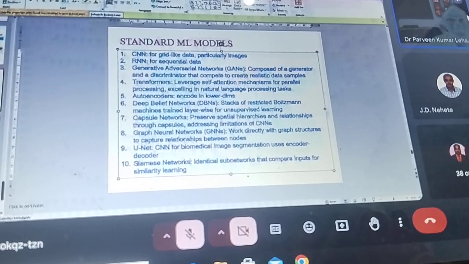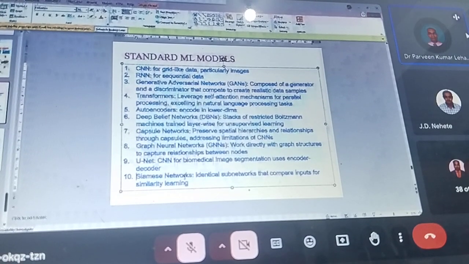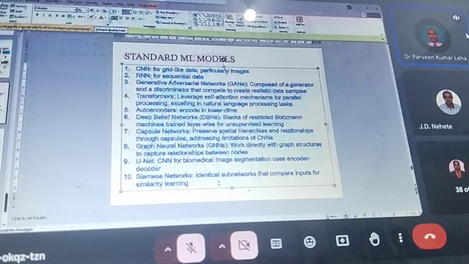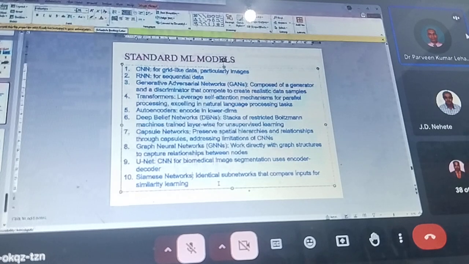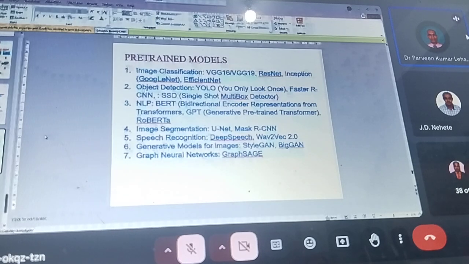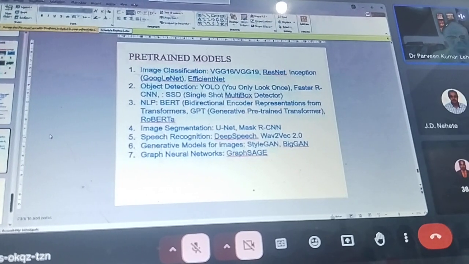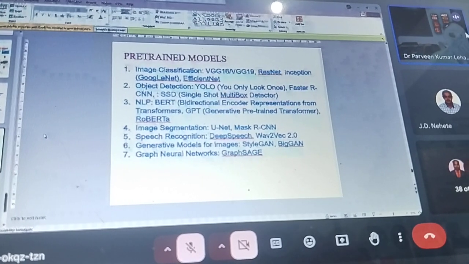Siamese network, that is the network at the 10th point. If you want to compare two images, whether they are similar or not, that type of work can be done using Siamese networks. In our research, also in our lab, we are using all these types of networks. Different types of networks have different capabilities, so for a particular class of problems, one network has been identified which is used for that.